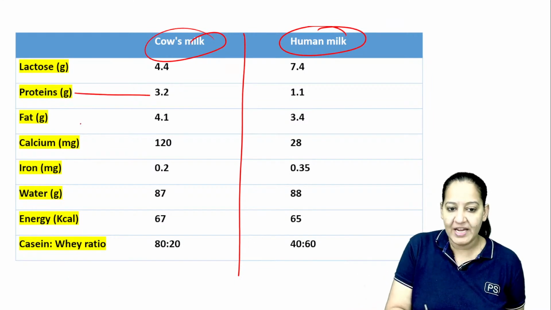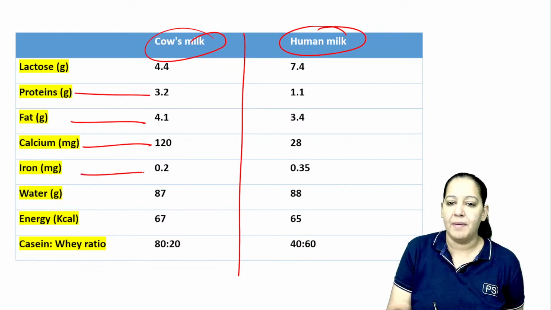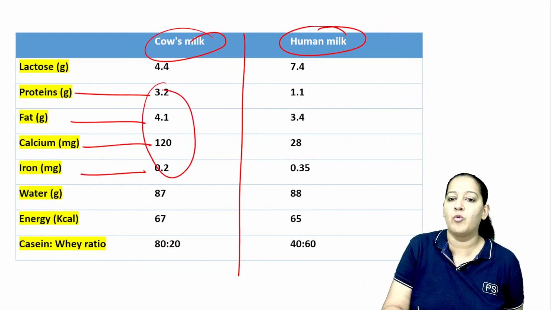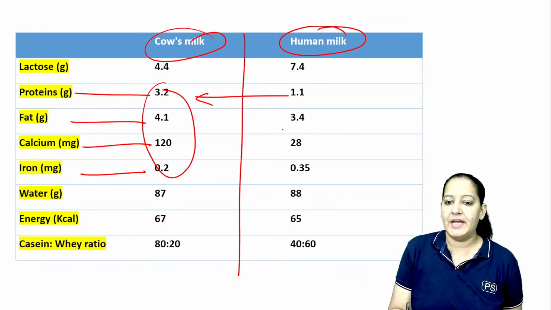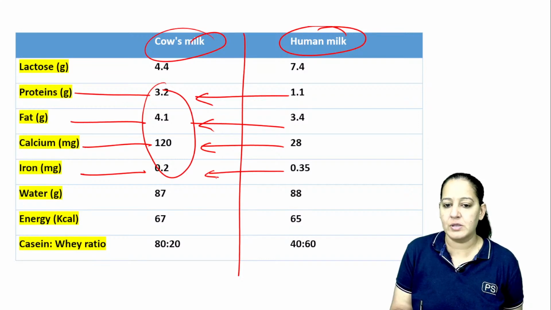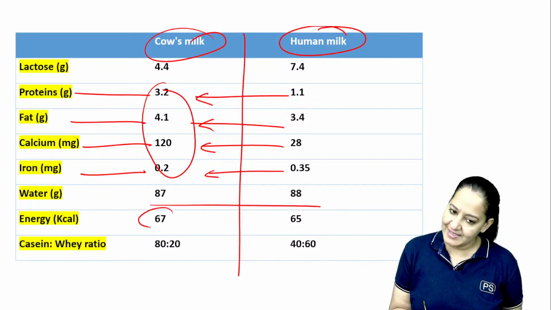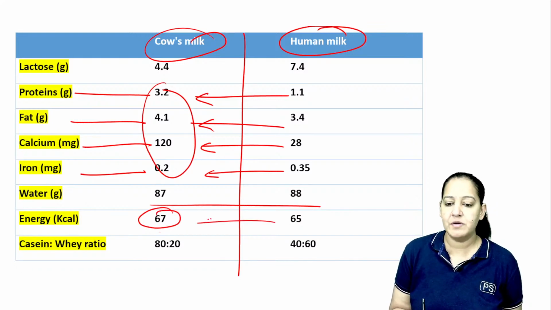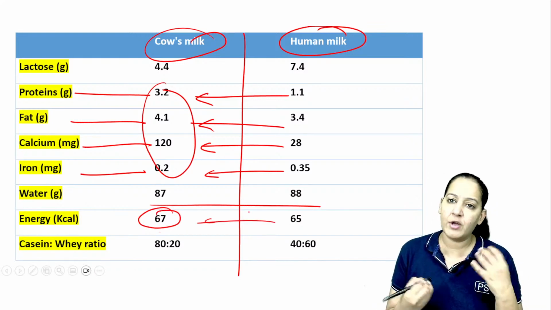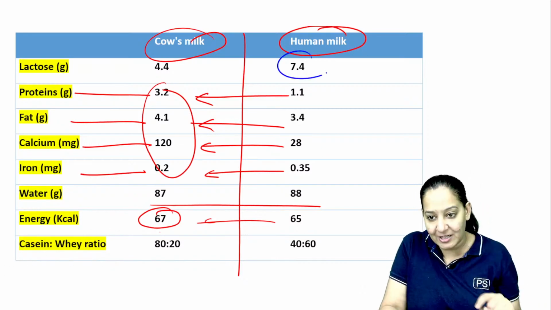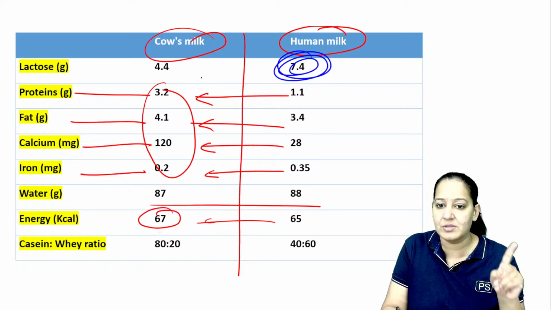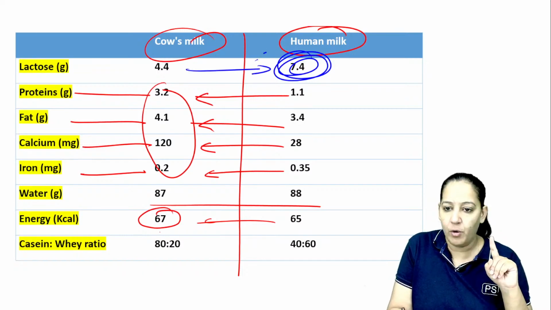You can see protein, fat, calcium, iron, everything is more in the cow milk as compared to breast milk. You compare protein, fat, calcium, iron also. Water is almost the same. Energy is a little bit more in the cow's milk. So you will say, ma'am, everything is better in cow milk, then why are you saying cow milk is not better? Apart from lactose, only lactose, the sugar, is more in human milk.